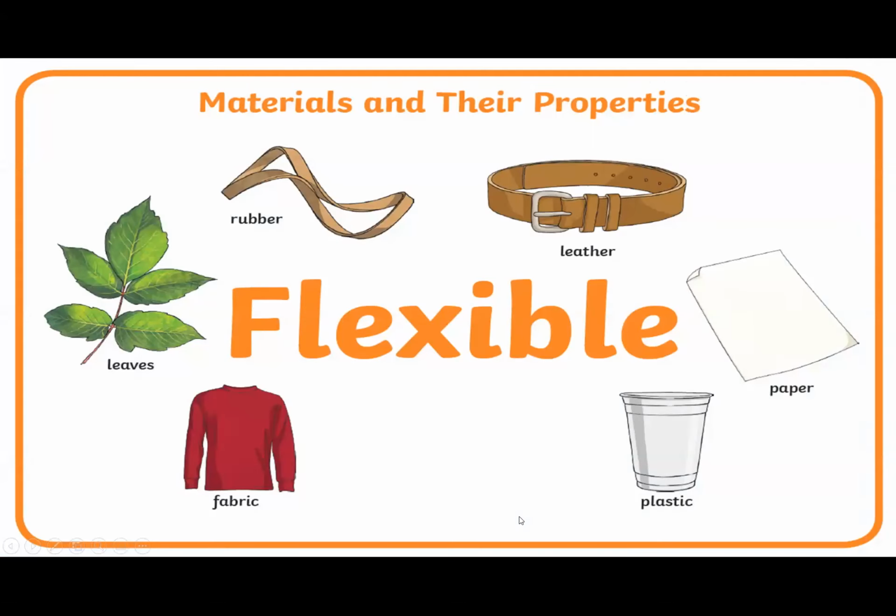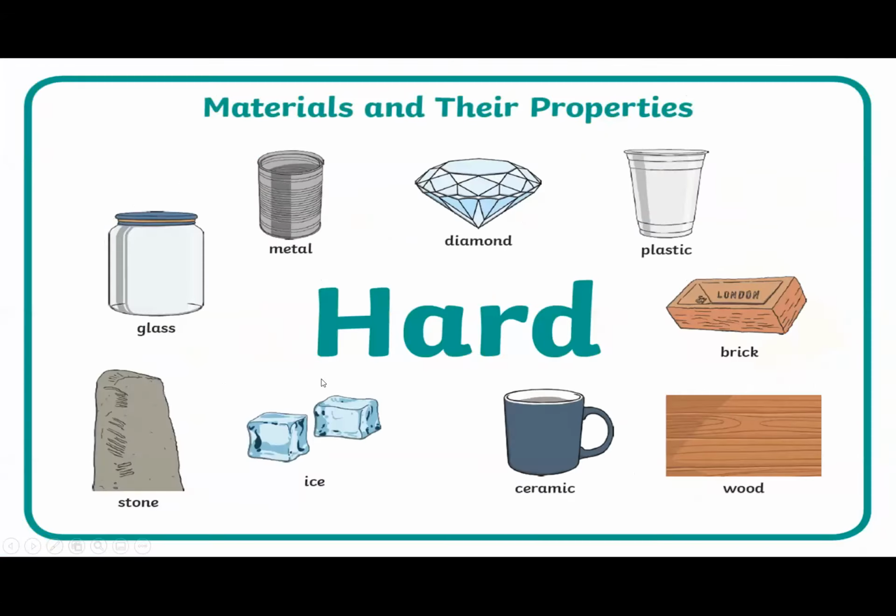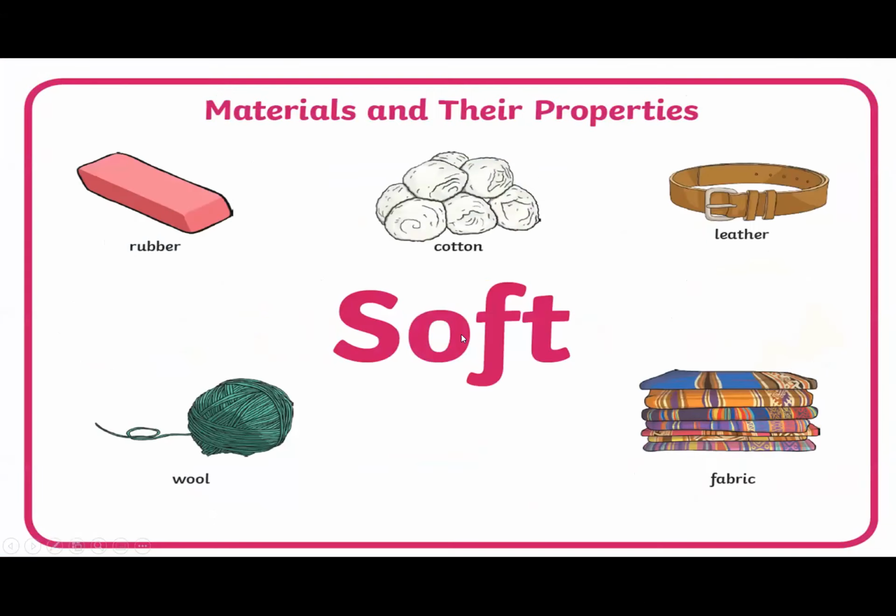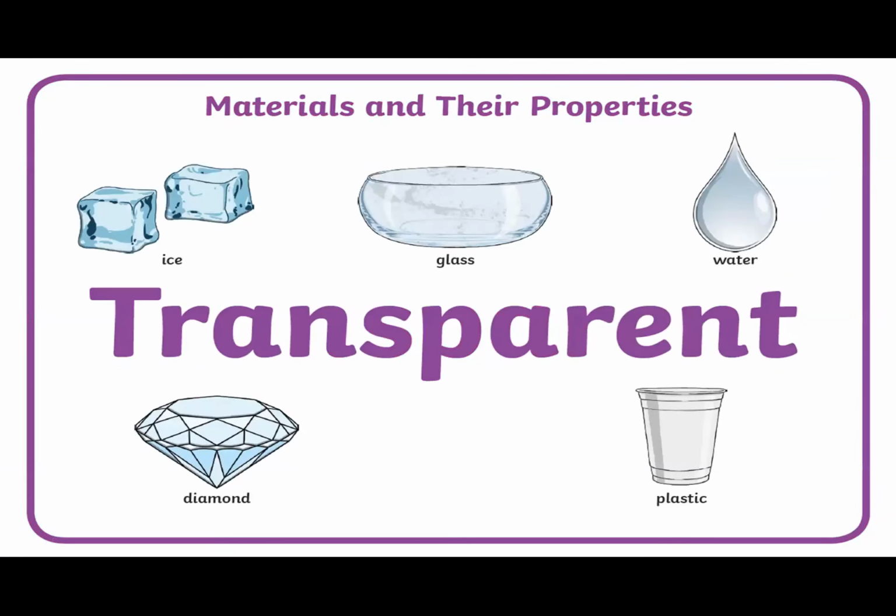We talk about flexible, like rubber, leather, plastic, fabric, or leaves. We talk about hard, like diamond, plastic, brick. We talk about soft, like cotton, leather, rubber. We talk about transparent, like glass, ice, diamond.